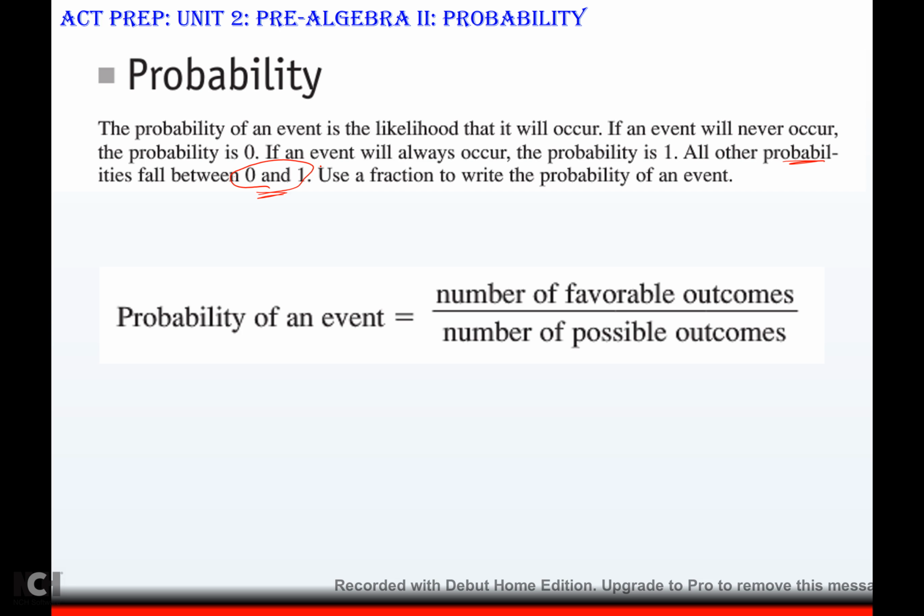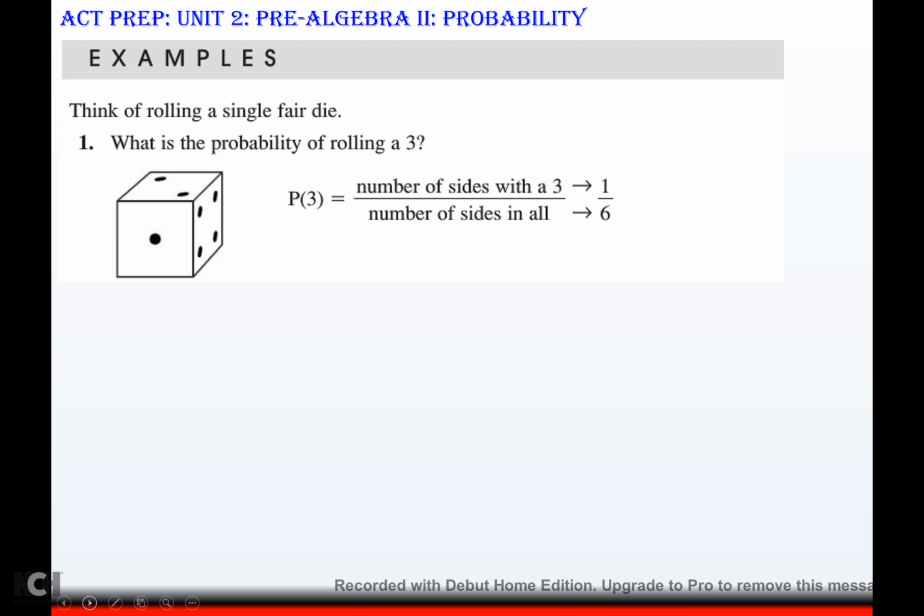And the way you calculate your probability, the probability of any event happening is, like they said, a fraction. The top is the number of favorable outcomes, in other words, how many ways you can win, over the total number of possible outcomes.